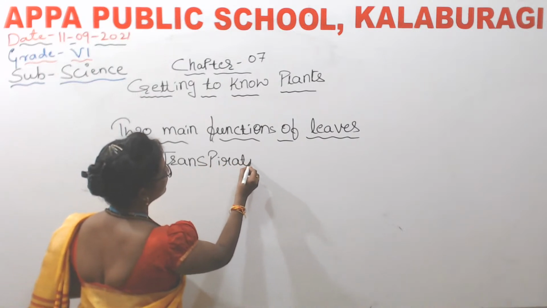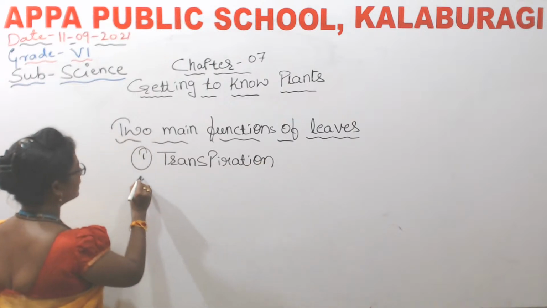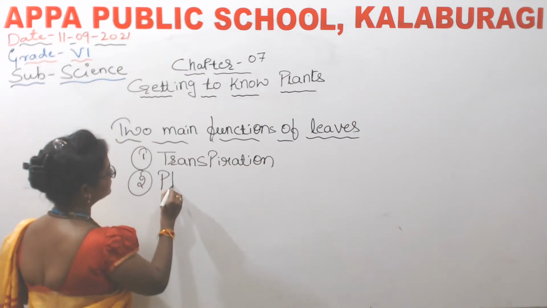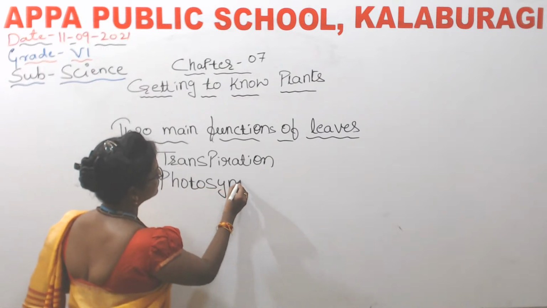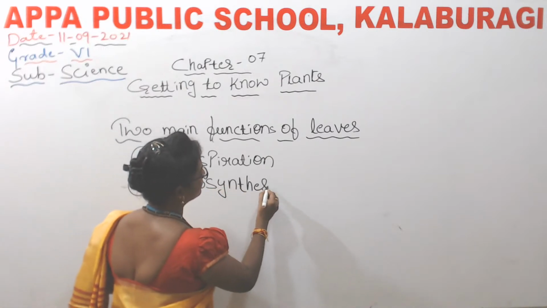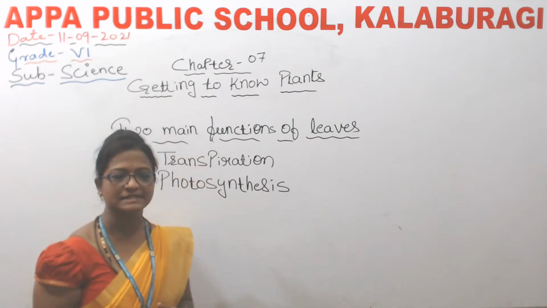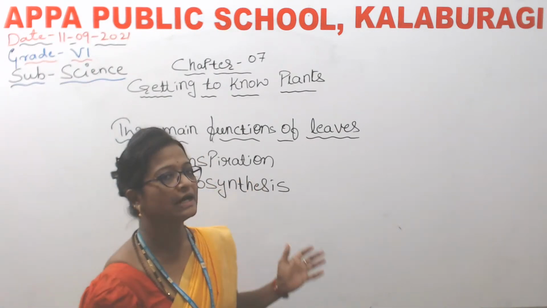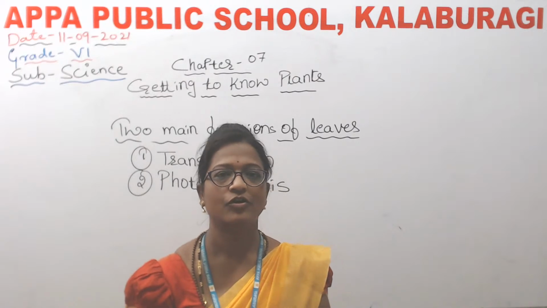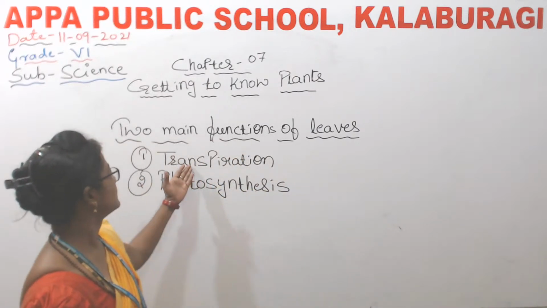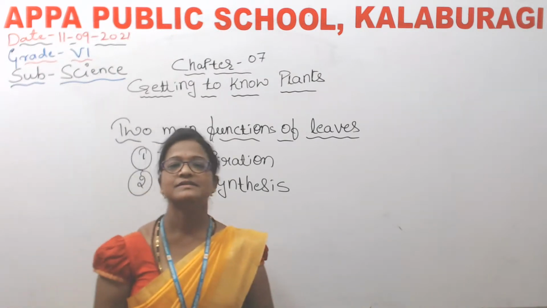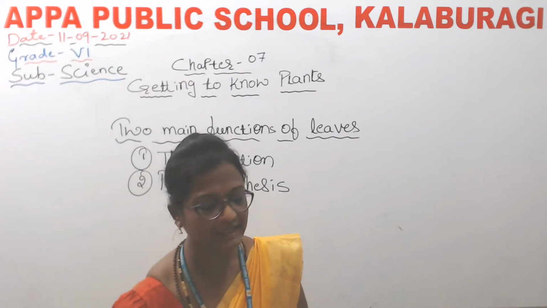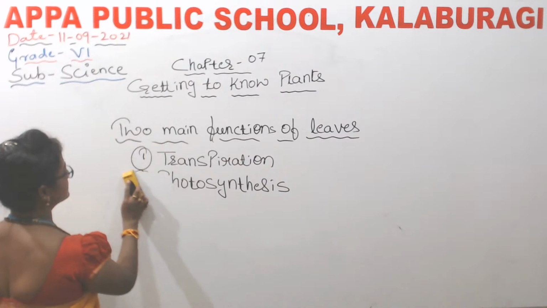Transpiration, okay, and photosynthesis. So these two are the main functions of leaves. One is transpiration and one more is photosynthesis. So now let us discuss what do you mean by transpiration?